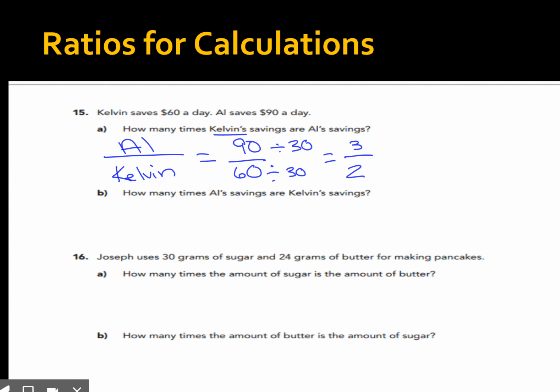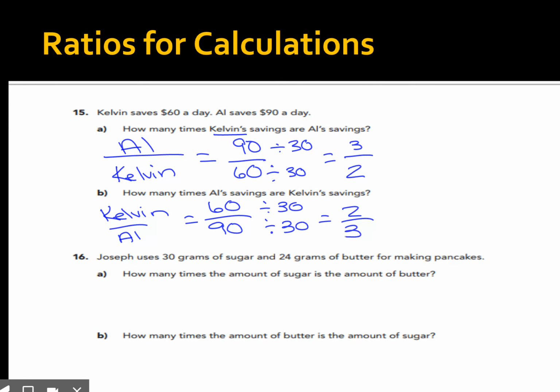So the other way around, we want to know how many times Al's savings are Kelvin's. So Al would be the denominator, Kelvin would be the numerator. So it would just switch again and be 60 over 90. We'd still divide by 30 because it's the greatest common factor. And this time it would be 2/3. So we would say Kelvin's savings are 2/3 of Al's savings.